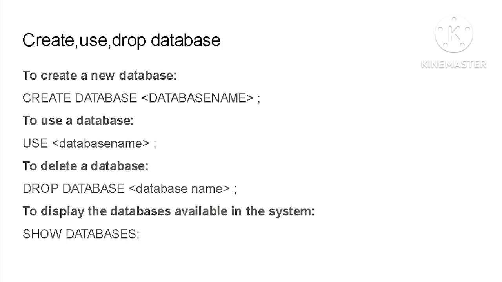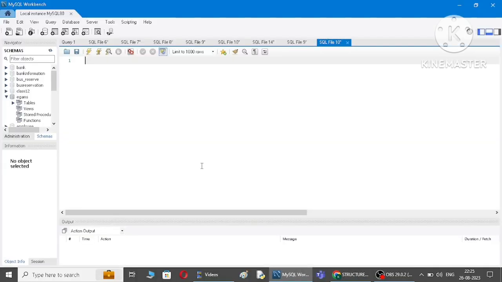Once the database is created, you have to start using the database because there will be a lot of other databases inside your system. So which database you wish to use, you have to type use and the database name. In use command, no need to specify the word database. And to delete an existing database, you will use drop database and the name. And if you wish to see what are all the databases available in the system, you have to type show databases. Let me show you how all these work.